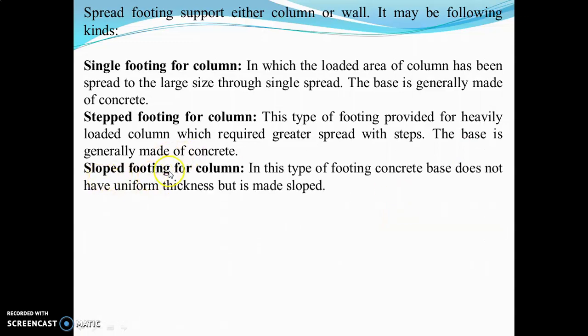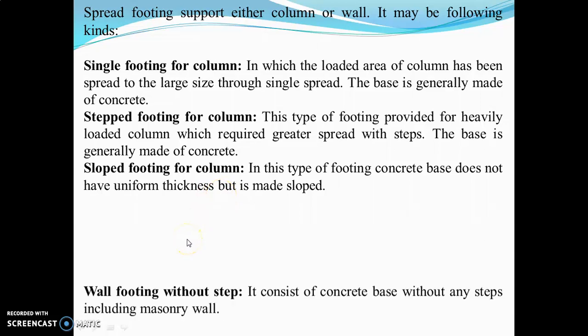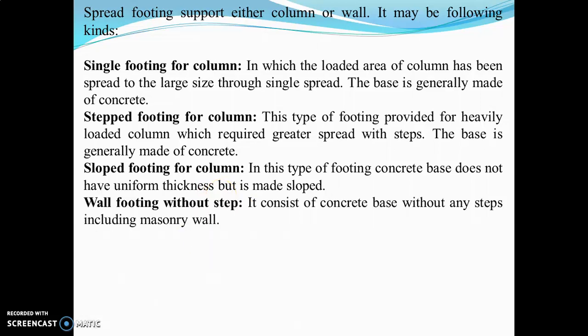Next one is sloped footing for columns. In this type of footing, the concrete base does not have uniform thickness but is made sloped. Wall footing without step consists of a concrete base without any steps, including a masonry wall.